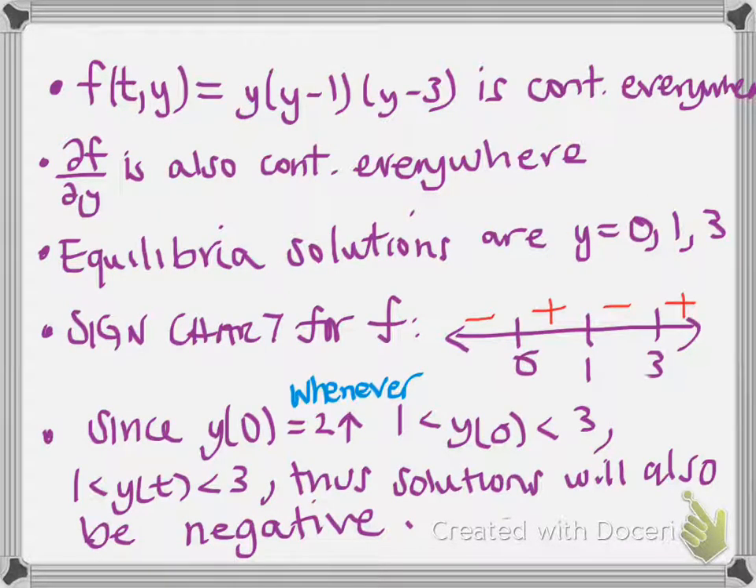Okay, so well, first we can say that f of t, y, so that right side, is continuous everywhere because it's a polynomial. The partial derivative is also continuous everywhere because that's going to be a polynomial. Equilibrium solutions are y equals 0, 1, and 3.